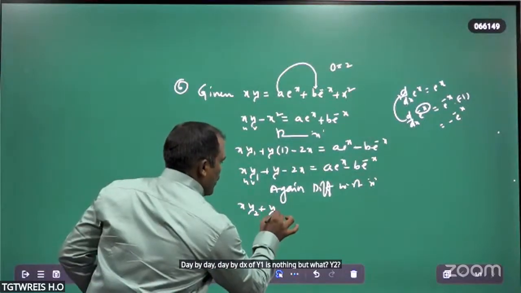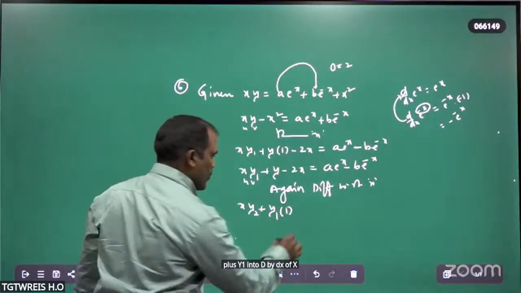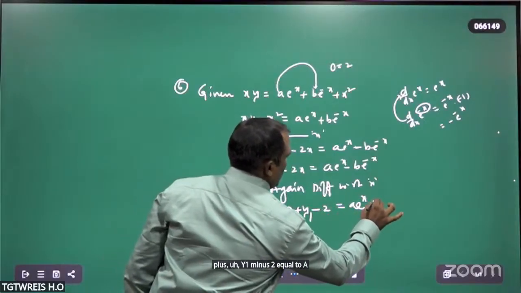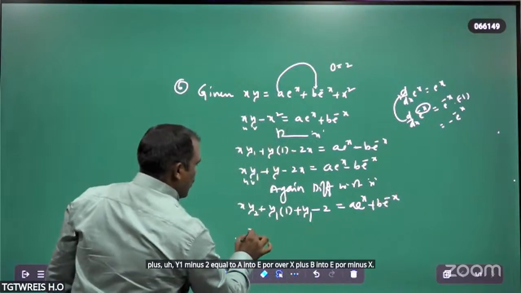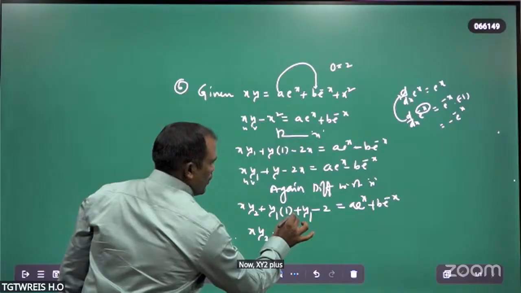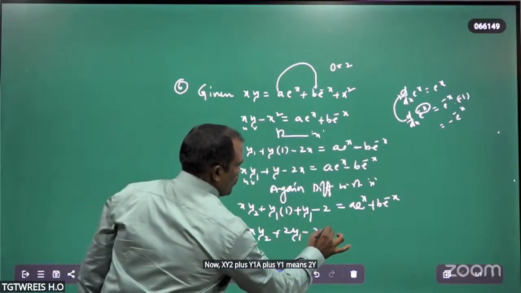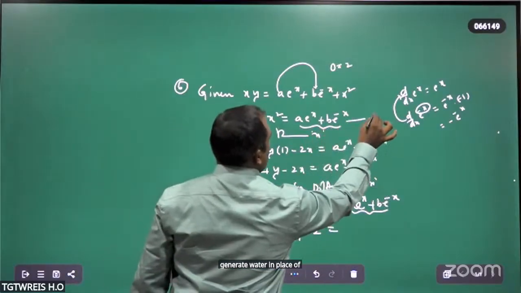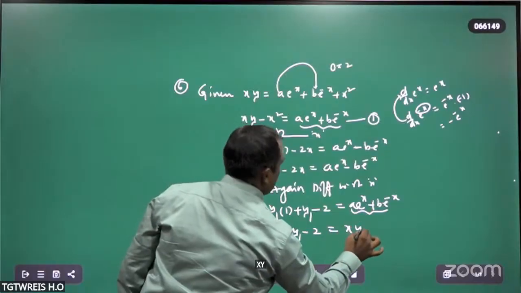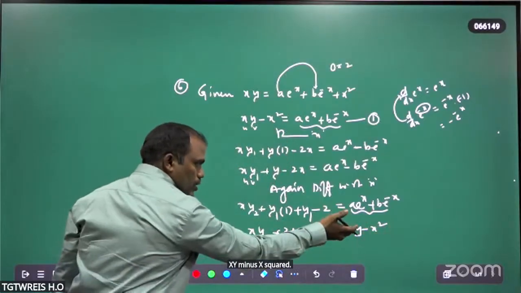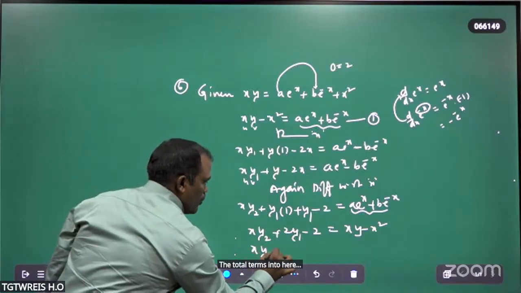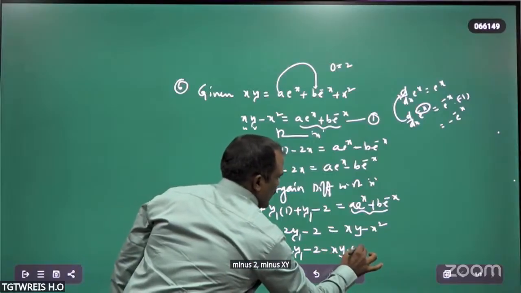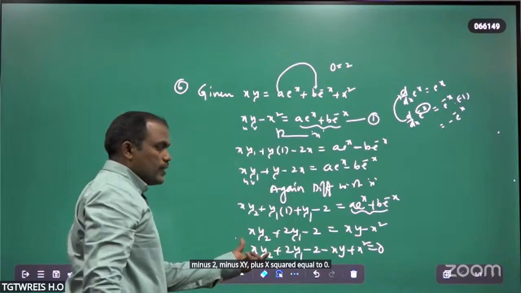Y2 plus y1 into dy by dx of x value is 1, plus y1 minus 2, equal to a into e power x plus b into e power minus x. Now x y2 plus y1 plus y1 means 2y1 minus 2 equal to, in place of this, from equation 1, xy minus x square. The total terms: x into y2 plus 2y1 minus 2 minus xy plus x square equal to 0. So it is a differential equation.